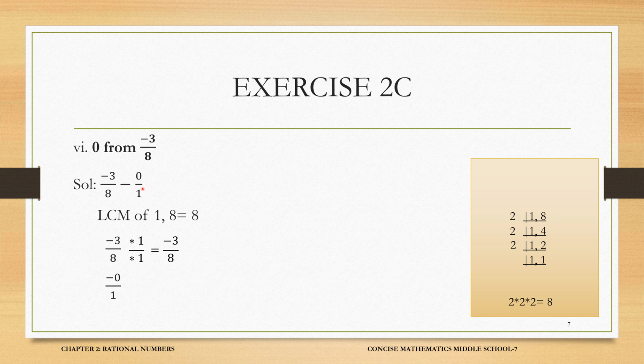Take the second rational number, minus 0 by 1. Sorry children, here you don't need to take minus, it's a plus because we need to consider only this rational number. So to make the denominator 8, 1 should be multiplied with 8. So just multiply both sides with 8 and it becomes 8 zeros is 0, 8 ones are 8.